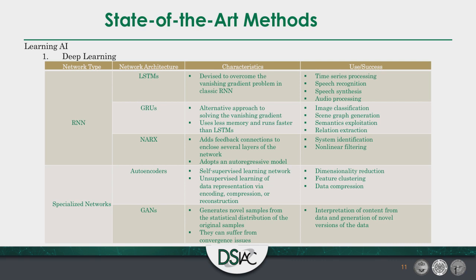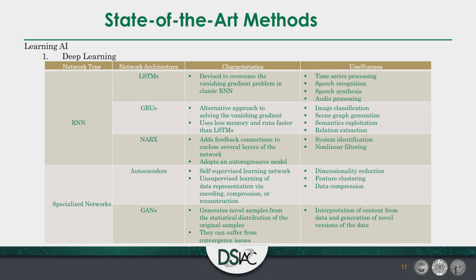Other specialized networks are autoencoders. These are sort of used for self-supervised learning networks, and for supervised learning of data representation via encoding, compression, and reconstruction. And they're used for dimensional reduction, feature clustering, and data compression.